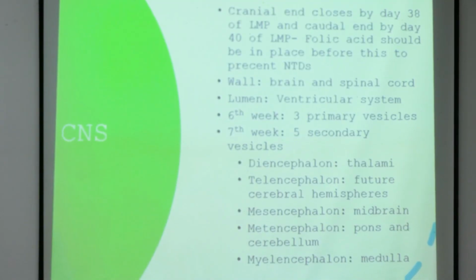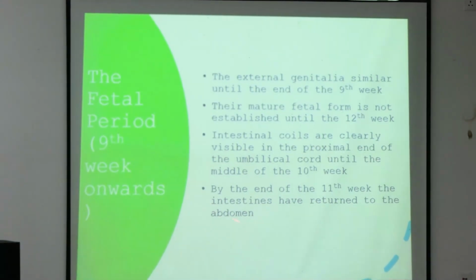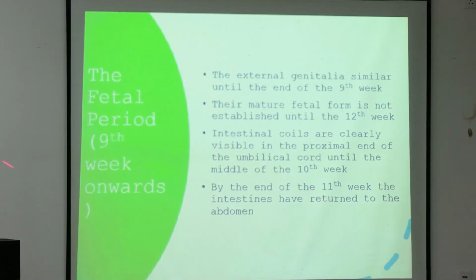Now fetal period, beyond 8th week, means 9th week onwards, the period is called fetal period. External genitalia till 9th week is similar in both. 12th week onwards, the mature fetal form is established. The intestinal coils return by the middle of 10th week, and by 11th week, intestines have returned to the abdomen. Now we'll move on system wise.